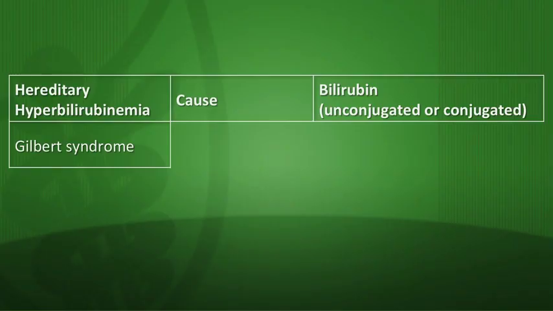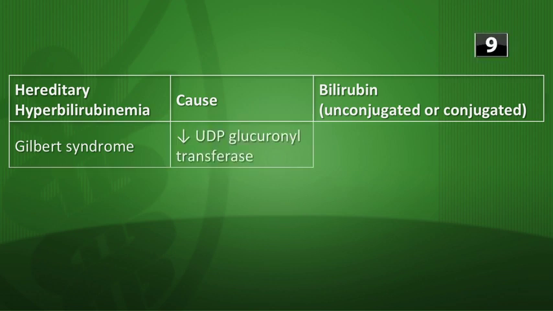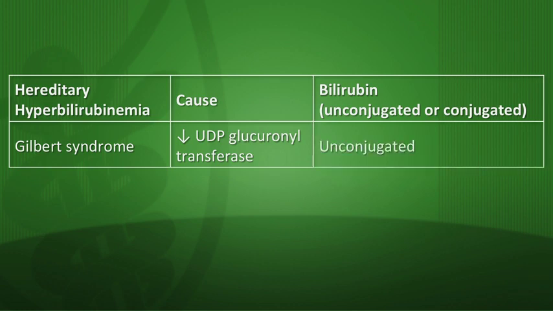Next, the different hereditary hyperbilirubinemias can all present with jaundice and scleral icterus. What is the underlying cause in the following hyperbilirubinemias, and what form of bilirubin is elevated in the serum in each disease? First, we have Gilbert syndrome, where you have mildly decreased UDP glucuronosyltransferase. This is the enzyme that conjugates bilirubin, so it's joining bilirubin to glucuronate, and that's the conjugating aspect of all this. So if you can't conjugate bilirubin, you're going to have unconjugated bilirubin in your blood.